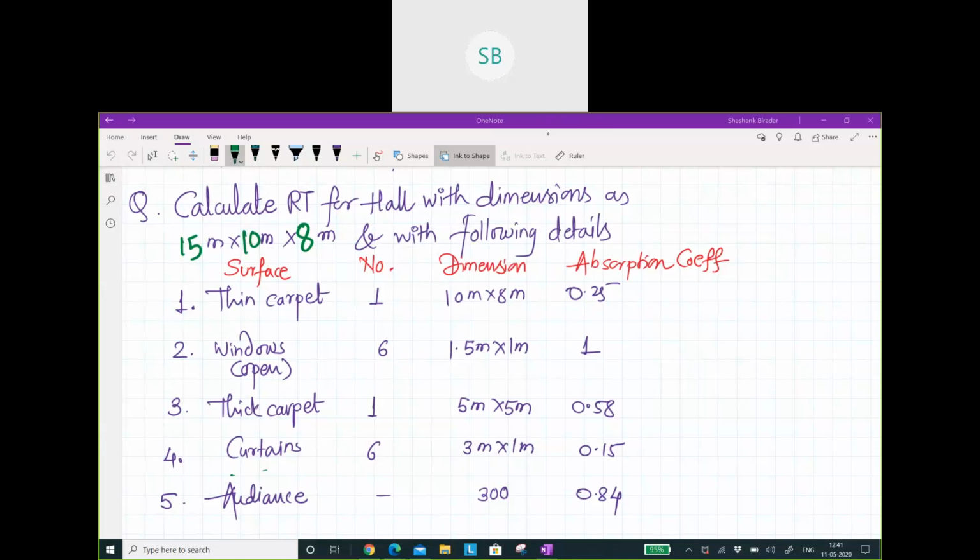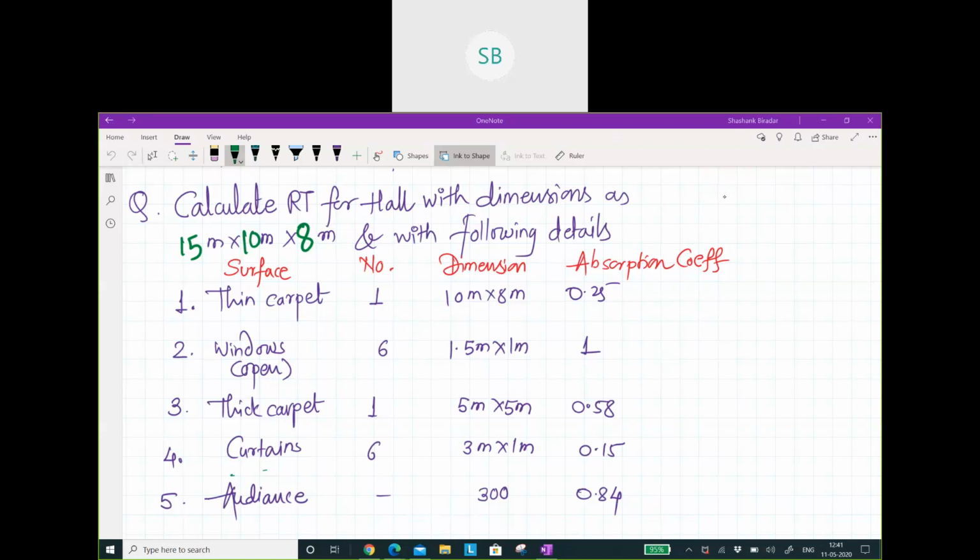Okay, so last time we were discussing calculating the reverberation time. We need to calculate it for the dimensions of the auditorium that have been given, and some constraints regarding the surface, what kind of surface we are having, what the dimension is, and the absorption coefficient. So by using these data, you have to calculate the reverberation time.